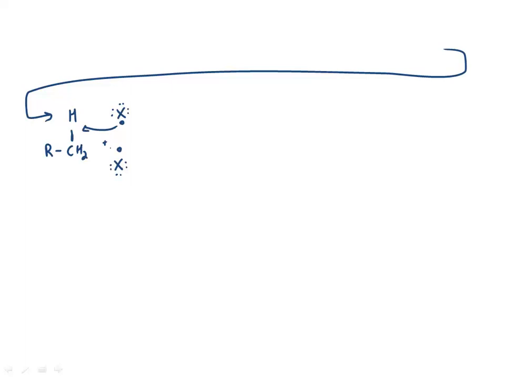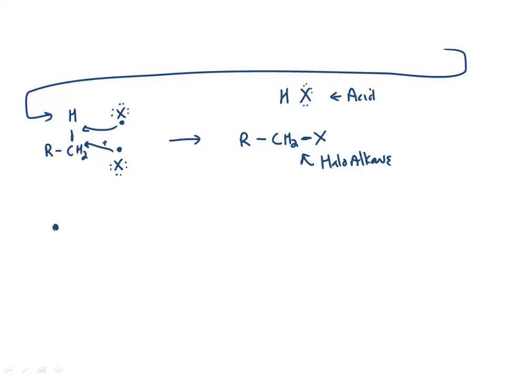And so that's interacting with that electron. And so what ends up happening is that I get a bond to an X atom. We'll draw it this way, I guess. And I get a bond that is now H and X. And so here's my acid, and here's my haloalkane.